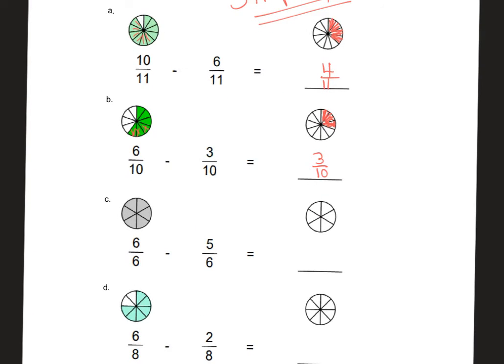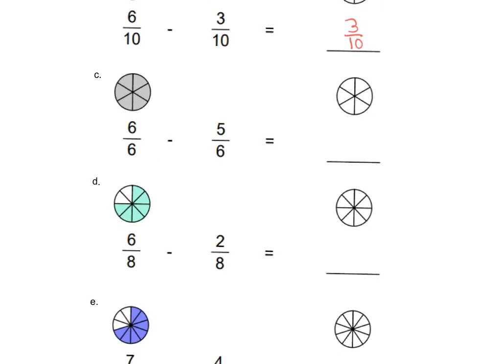All right, letter C. We have 6 out of 6, so we have the whole thing shaded. We're going to get rid of 5 of them. And what does that leave us with? That leaves us with 1 out of 6.